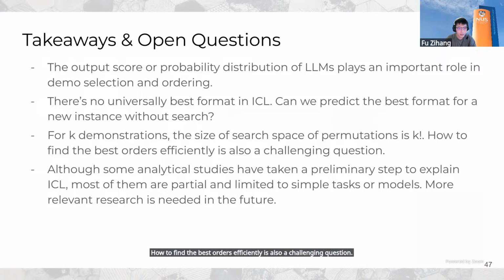And also, some studies have taken preliminary steps to explain ICL. Most of them are partial and limited to simple tasks or models. And more relevant research is needed in the future. That's all from me today, and thank you.